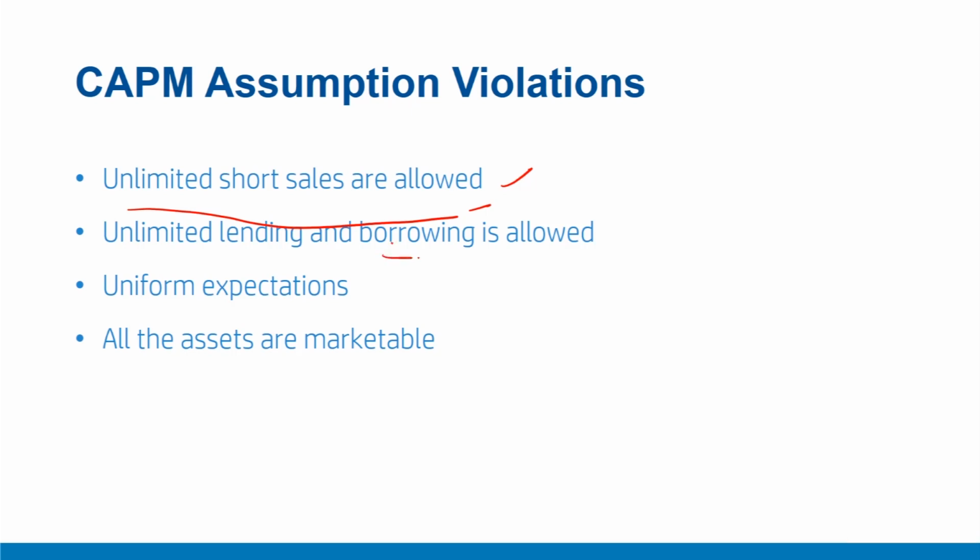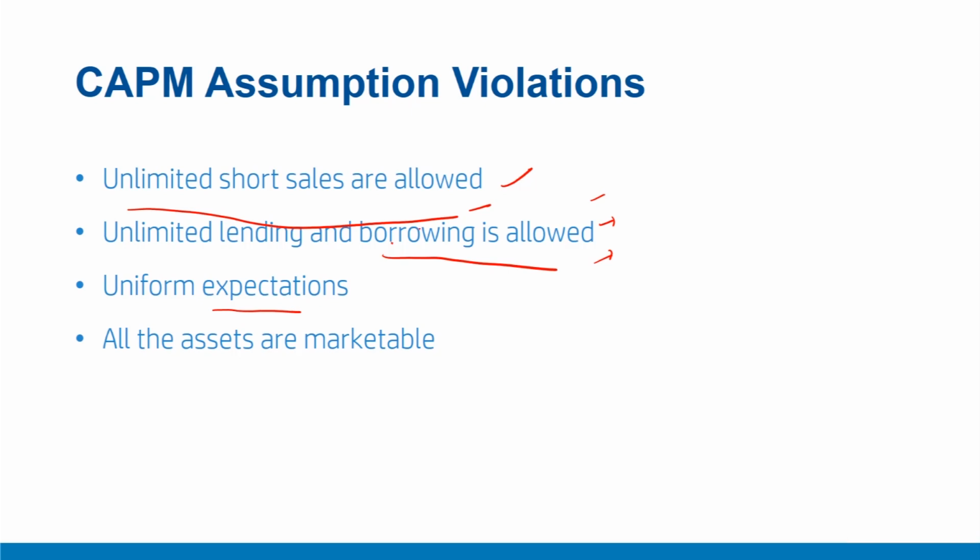Unlimited lending and borrowing at the risk free rate is allowed. All of us know that we cannot lend and borrow unlimited amounts at the risk free rate. Particularly, while you can lend a large amount of money in a risk free manner, you cannot borrow it. As you keep on borrowing, your leverage increases and the interest rate charged on you also increases, which reflects the premium that you are paying or the risk that you are bearing.